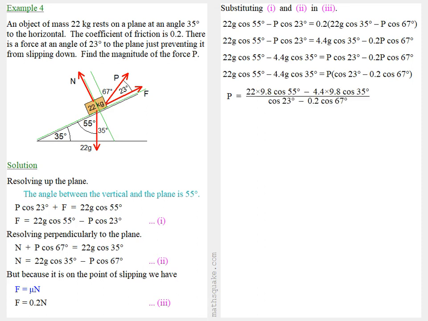And then finally we can divide by the bracket that P is multiplied by to give P is equal to 22 times 9.8 cos 55 minus 4.4 times 9.8 cos 35, all divided by cos 23 minus 0.2 cos 67, which when we type it into a calculator gives the answer 104.87. And so we have the value of P is 104.8 newtons.